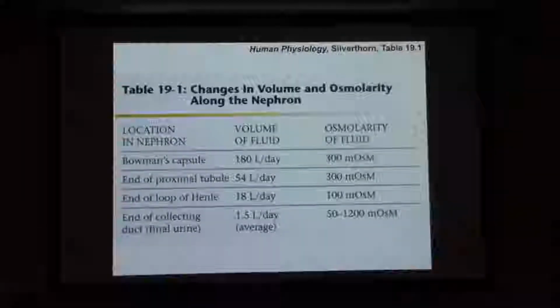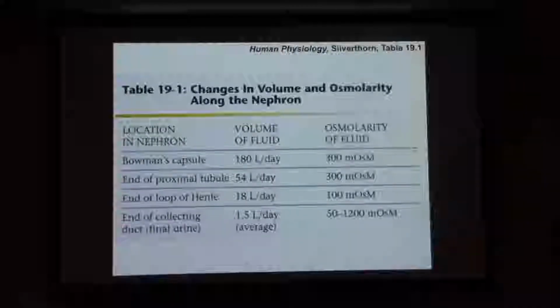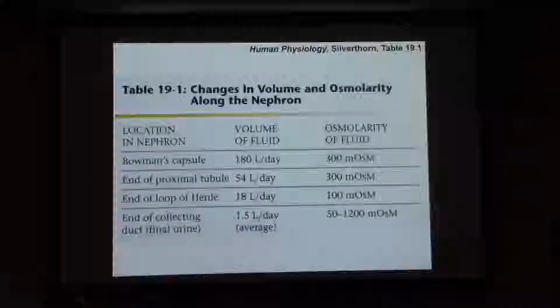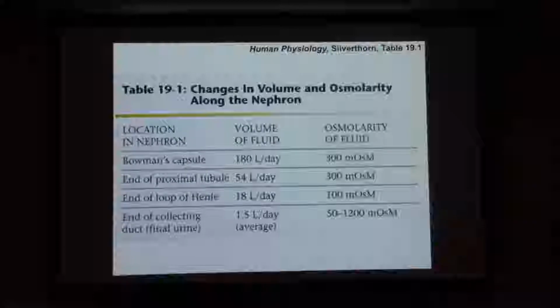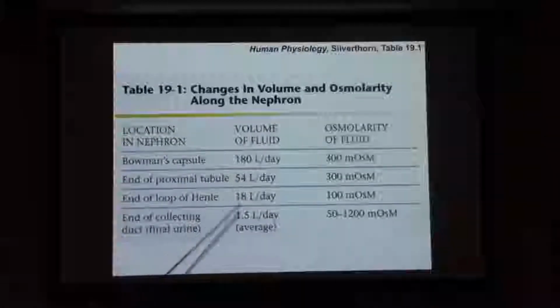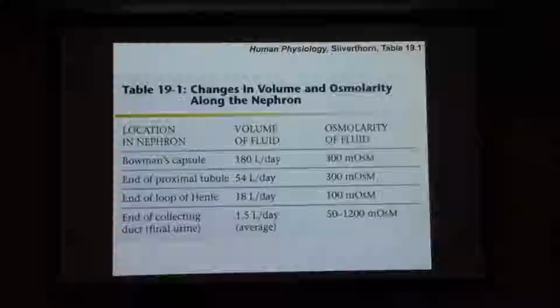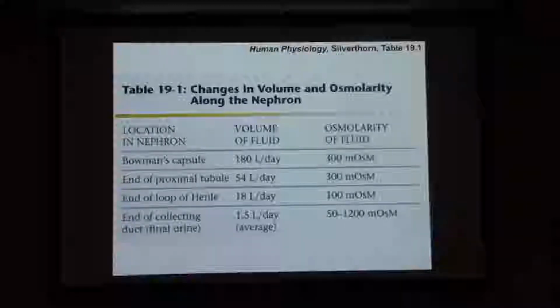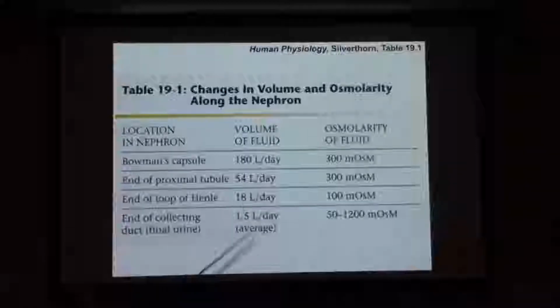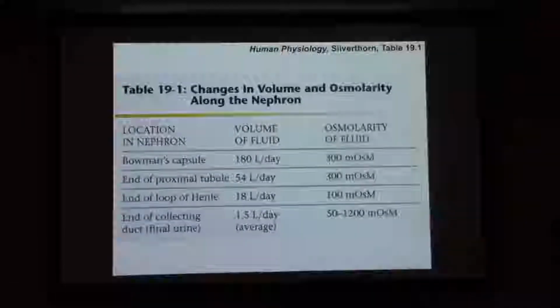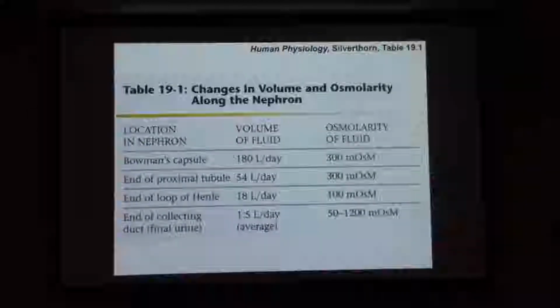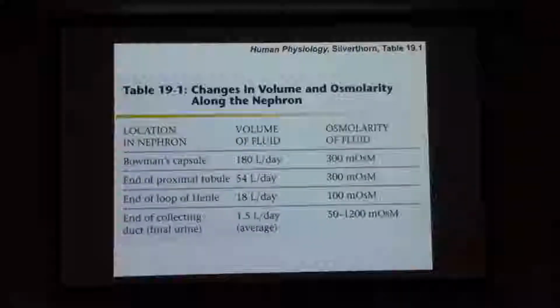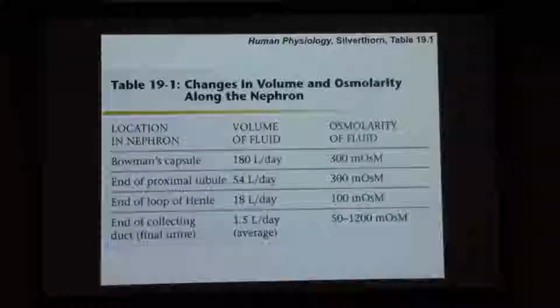By the time we get to the end of the proximal convoluted tubule, so that's that first section after the Bowman's capsule, we're down to only 54 liters per day passing through that section. So we've already reabsorbed almost 130 liters every day by the time you've gone through the proximal convoluted tubule. So we reclaim most all of that water right off in the beginning. When you get through the loop of Henle, we're down to only 18 liters per day. That's 1/10 of what we've originally filtered left in the tubule, so 9/10 we've already reabsorbed, almost all of it.